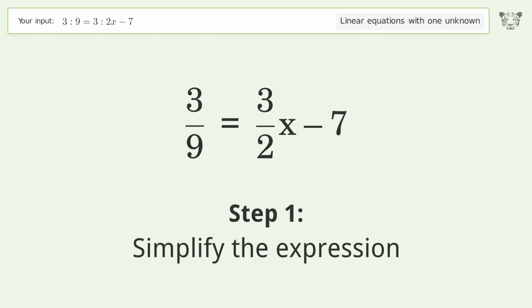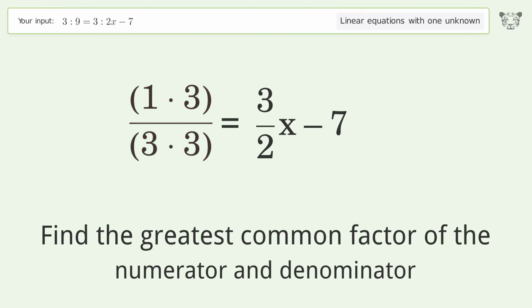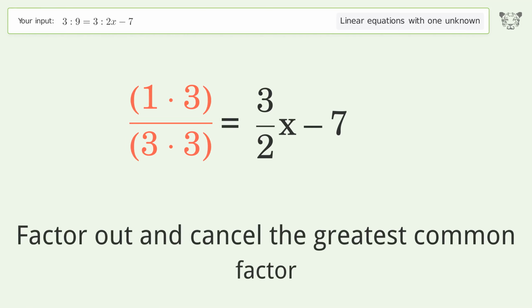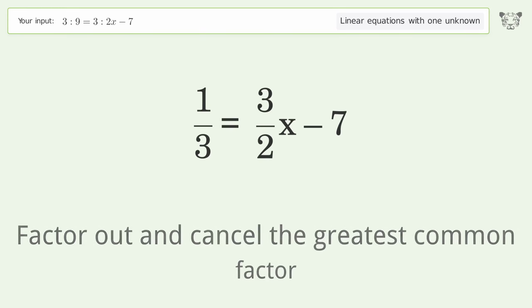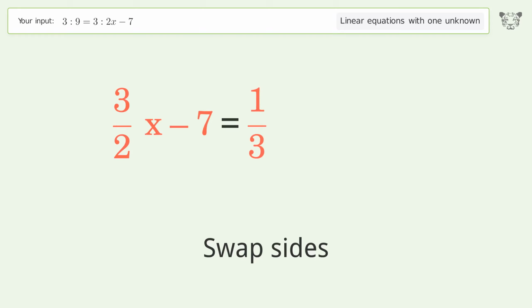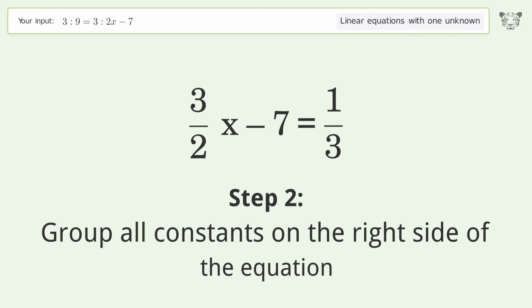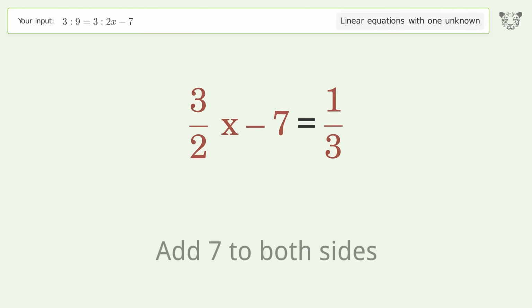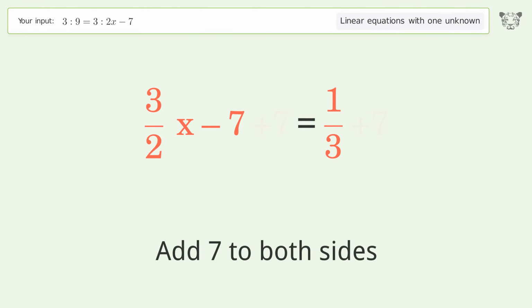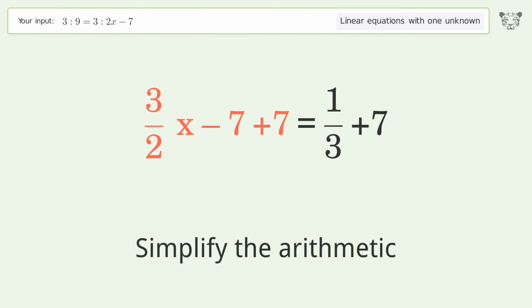Simplify the expression. Find the greatest common factor of the numerator and denominator. Factor out and cancel the greatest common factor. Swap sides. Group all constants on the right side of the equation. Add 7 to both sides. Simplify the arithmetic.